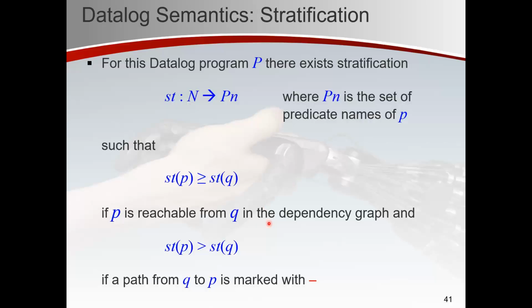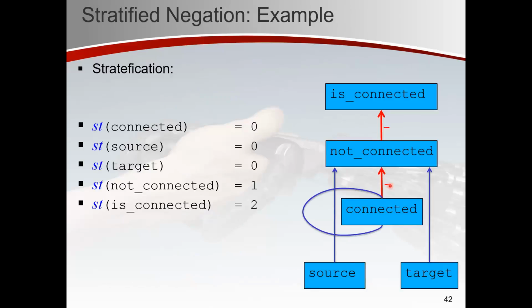In such a way that if we have predicates P and Q, then the stratum of P should be larger or equal than the stratum of Q if P is reachable from Q in the dependency graph and the path between P and Q is marked with a minus. So this is the case here and here. So what does a stratification mean?